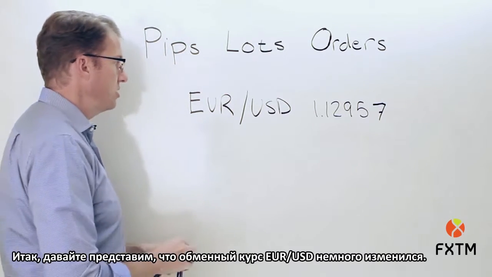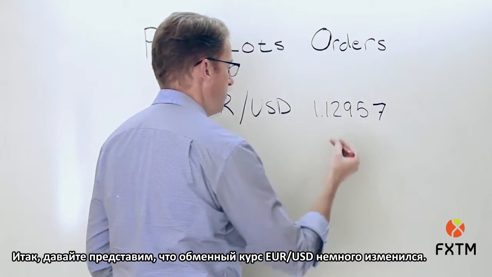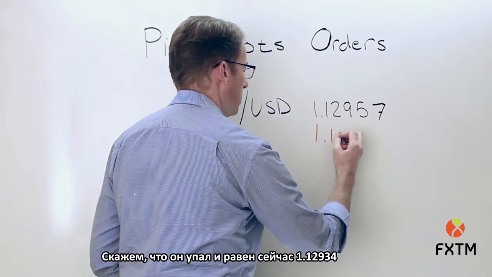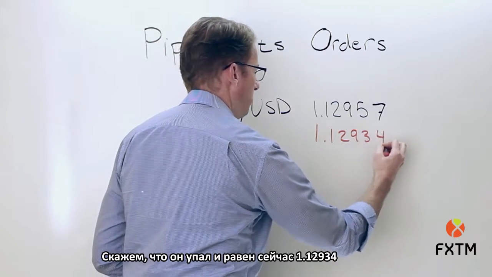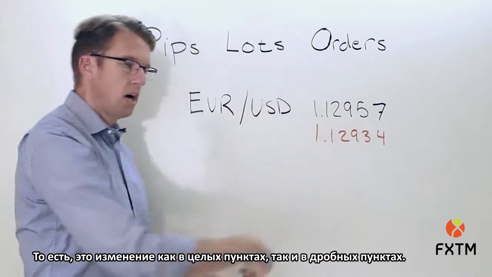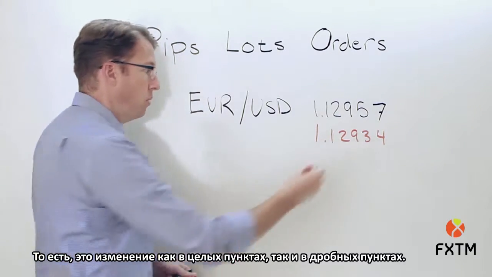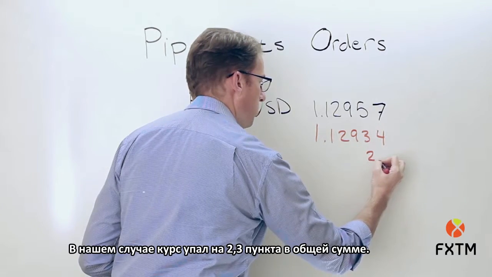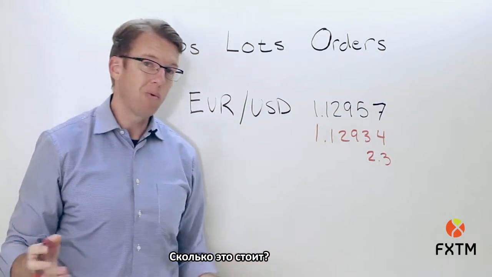So let's imagine that the euro to the US dollar exchange rate changes a little bit. We'll say that it drops in value and is currently 1.1294. So this is a change both in pips as well as a fractional amount of pips or points. In this case, it's actually fallen by 2.3 pips in total.